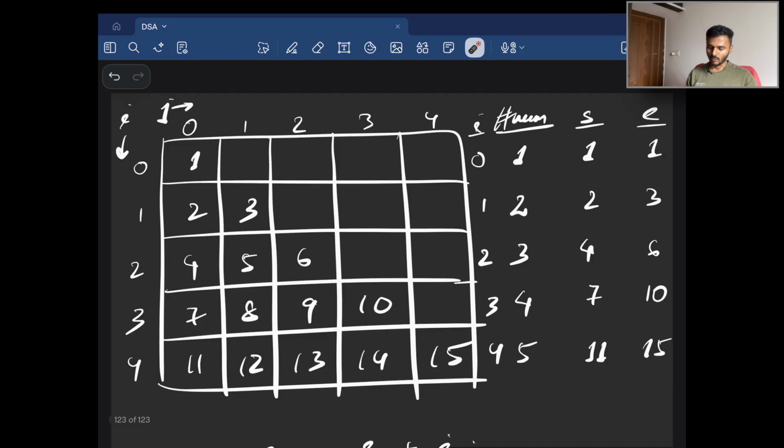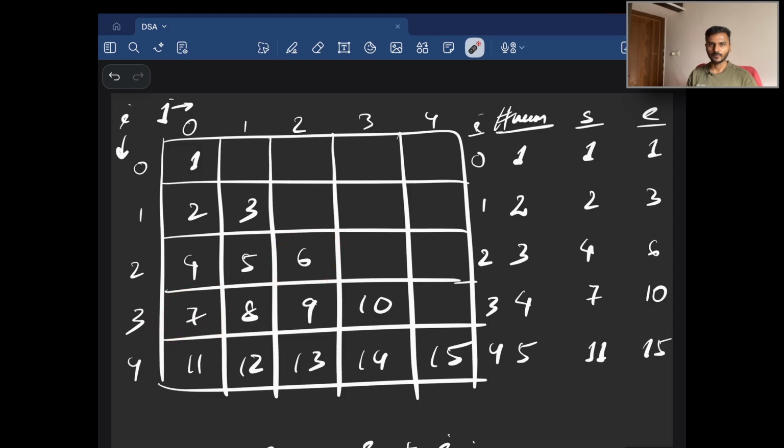Now, let us take a look at the start values in each of these cases. So the start value is 2 in row number 2, right? And the start value is 2 because the end value of the previous row is 1. Similarly, the start value here is 4, and that's because the end value of the previous row was 3. Start value is 7 because end value here was 6.